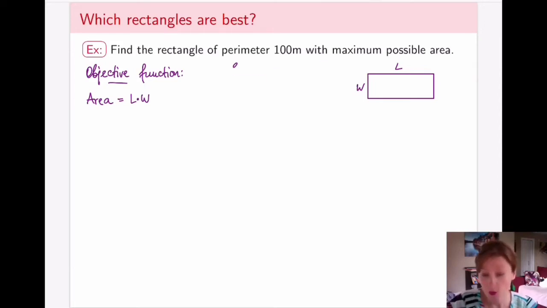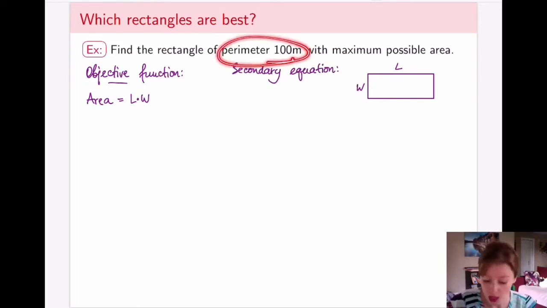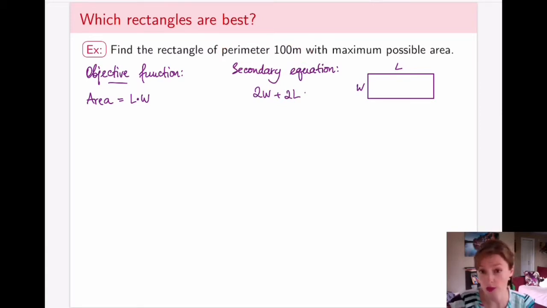Secondary equation will be an equation that somehow presents another relationship between my two variables here. So there is still a piece of information in this problem I have not used, and that is the fact that the entire rectangle has to have perimeter of 100. So perimeter is all the way around, which means that 2w plus 2l is what composes 100. I'm now going to solve this equation for one of the variables and then use that to replace that variable in my objective function.